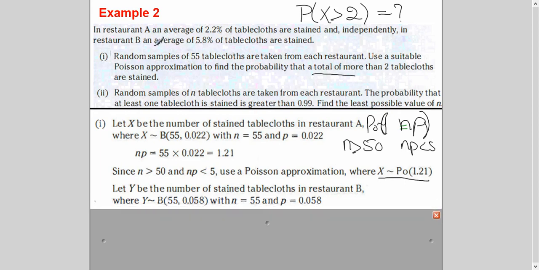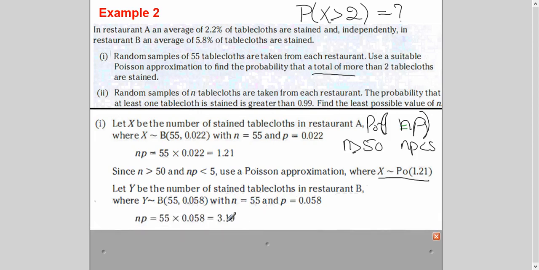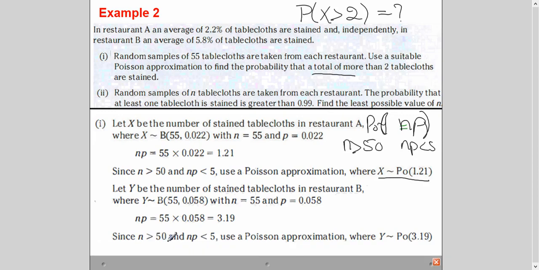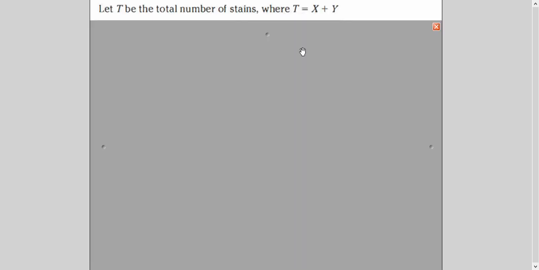For restaurant B, which we are calling Y, 55 is your total number of tablecloths, and this is the percentage that they are stained. Again, you will do N multiplied by P to check the condition, 3.19. So you can say since N is greater than 50 and NP is less than 5, we can use Poisson approximation and my distribution will be this. So I have gotten the Poisson approximation distribution here. Because the question is saying total number, I have to find the probability of the total number. So I will add up these lambdas and we'll get a new lambda, and then I will find out the probability. So let's see it.